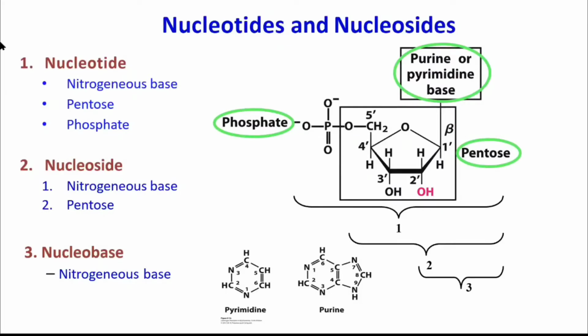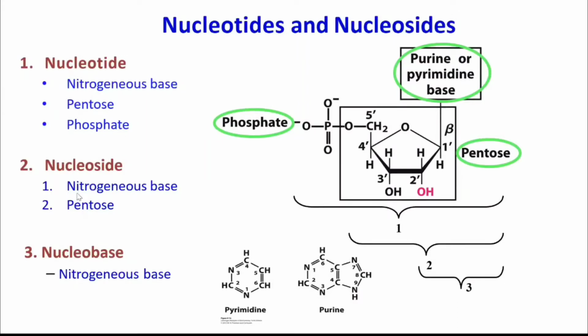So what is a nucleotide? A nucleotide consists of three different parts. One is the base, which is also called the nitrogenous base. The second one is the pentose, which is the five-carbon sugar, or the carbohydrate that you studied. And the last one is the phosphate. So these are three different parts. And if you see the number 1, that's the nucleotide. The entirety of all of these three things put together is a nucleotide.